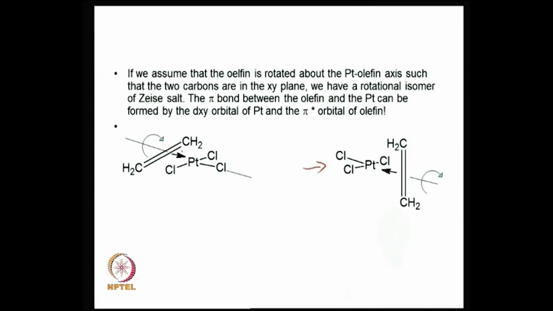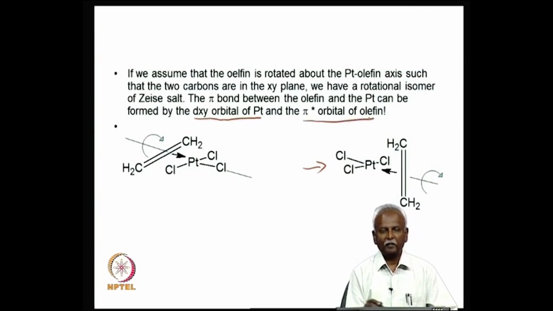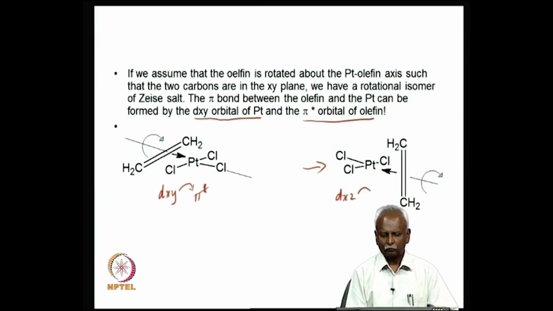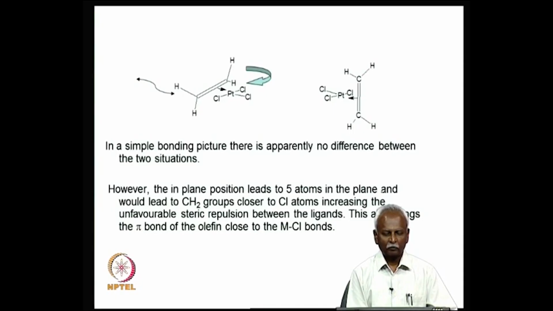But you will notice that the dxy orbital on the platinum and the pi star of the olefin can interact just as much as the dxz was able to interact with the pi star. So, in this orientation, dxy can pump electron density into the pi star of the olefin. So, both ways you can have pi interactions. The sigma is not disrupted at all, and the pi interaction can also be there in this orientation, but because of steric influence you do not have a very stable situation. The steric interaction is pictured here.